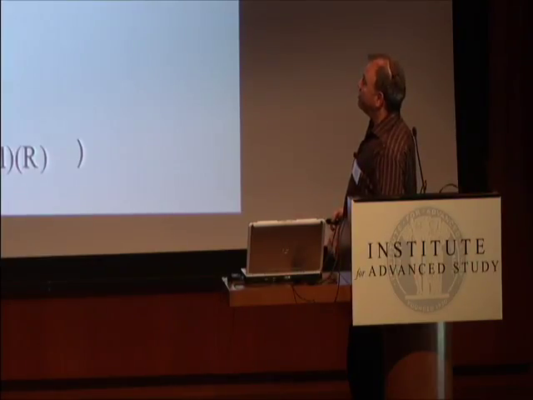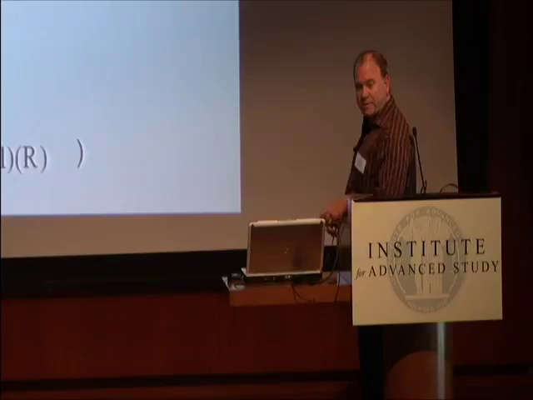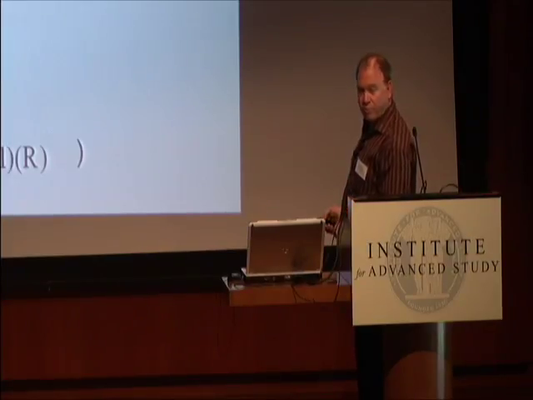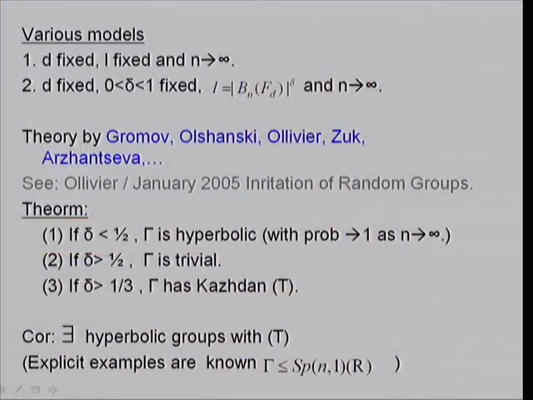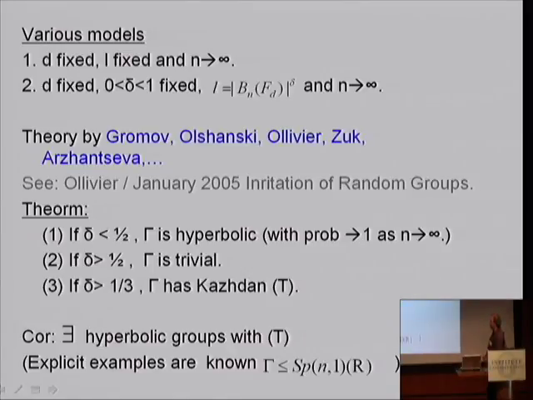On the other hand, if it's more than half, it collapses, and it will be a trivial group. And if it's more than one quarter, one third, then it has Kazhdan property T. If you combine one and three, you are getting something which is not quite a surprising result: the fact that there are groups which are at the same time hyperbolic and have Kazhdan property T.